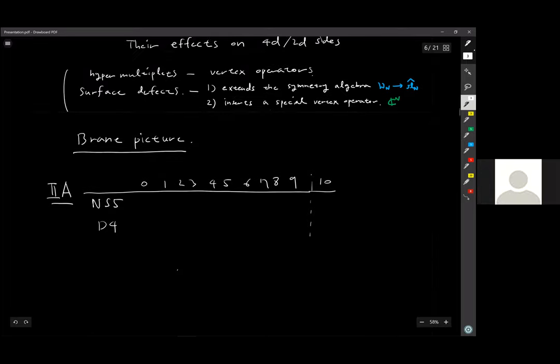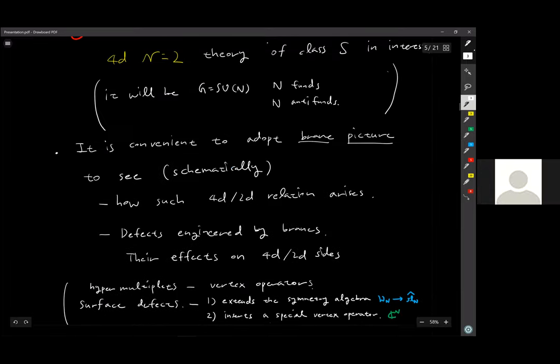Saebyeok, is it N or 2N fundamentals and anti-fundamentals? It's N fundamentals and N anti-fundamentals. Okay. So it's class S superconformal here.